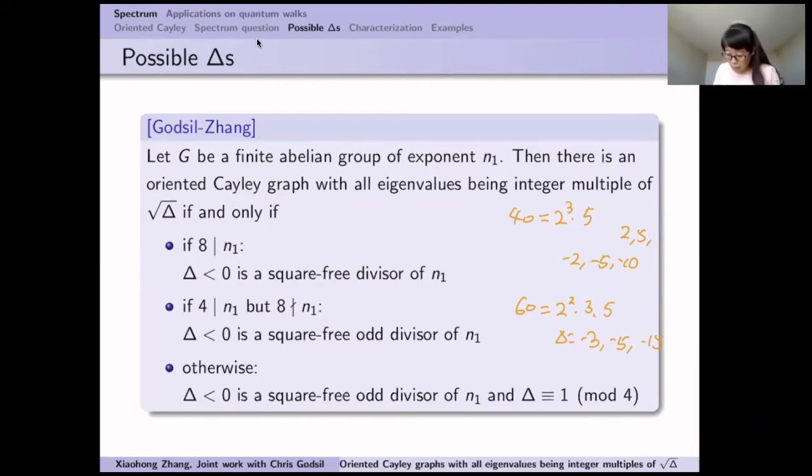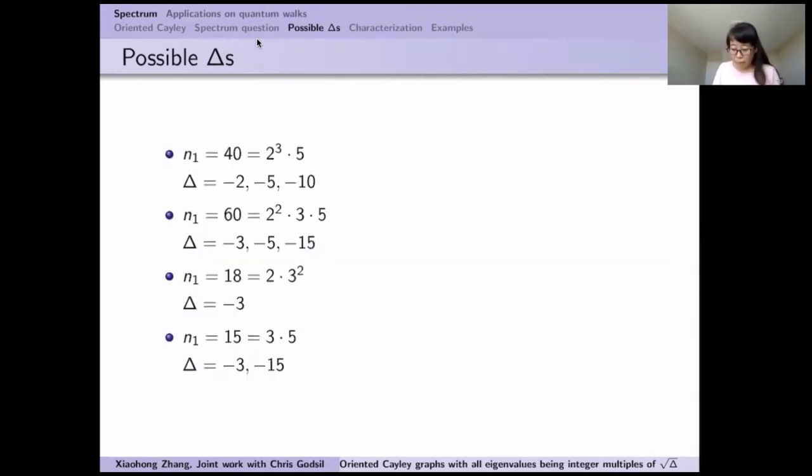Maybe just one more example. Check 15 equals 3 times 5. -3 is congruent to 1 modulo 4. -5 is congruent to -1 modulo 4, but their product works. So delta equals -3 or -15. -5 is not achievable. That's just a summary of these examples.